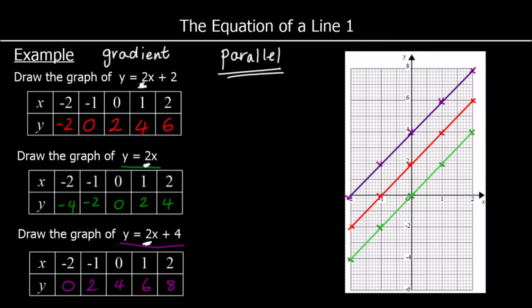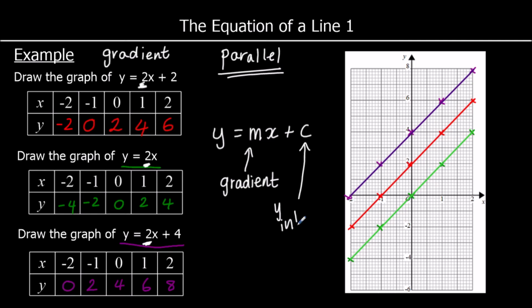So we can say that the equation of a line is y equals mx plus c. m and c are just numbers, and whatever number m is, we're going to call the gradient, how steep the line is, and whatever number c is, we're going to call that the y-intercept. So this is the equation of a line where m and c are numbers.